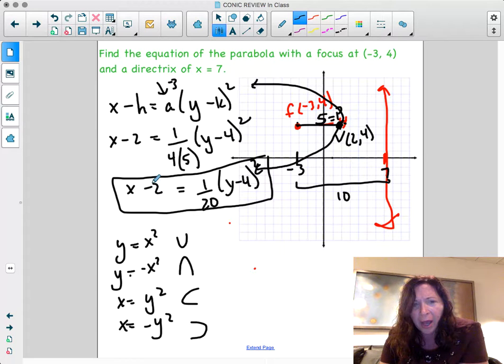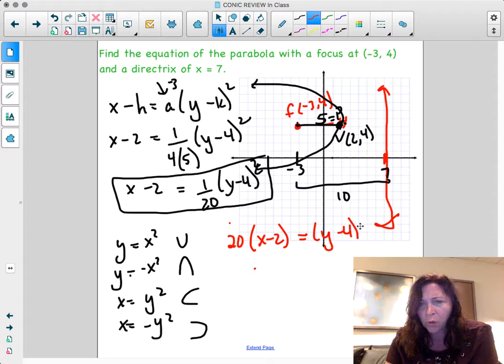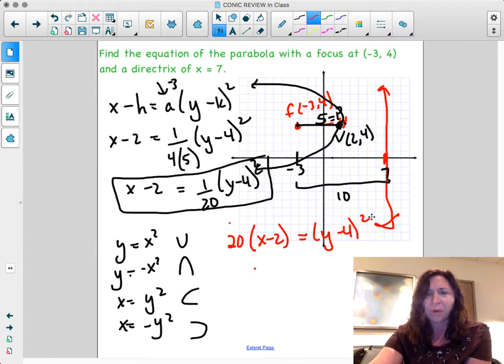Okay. Also, again, if you were writing this a different way, you would write it as 20 times the quantity x minus 2 equals y minus 4 quantity squared, and that's fine. It's just not my preference.